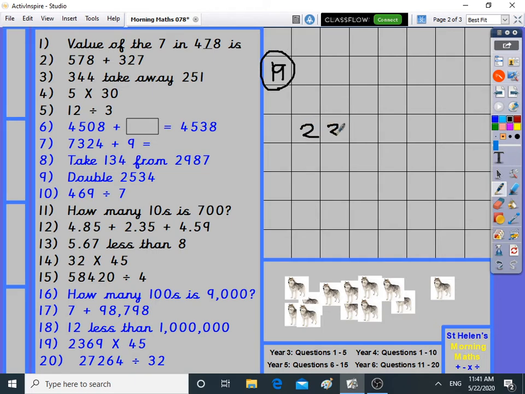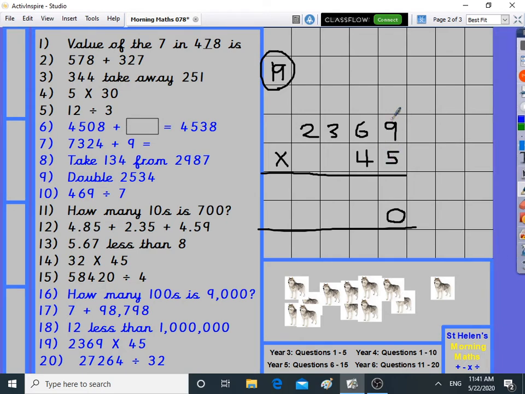2,369 times 45. If you're one of those people who forgets to place this 0 on the second line, get it done at the start. So 5 times everything first. 5 times 9 is 45. I'll do this bit in purple. 5 times 6 is 30 plus 4, 34. That's a 3. 5 times 3 is 15 plus 3, 18. 5 times 2 is 10 plus 1, 11.